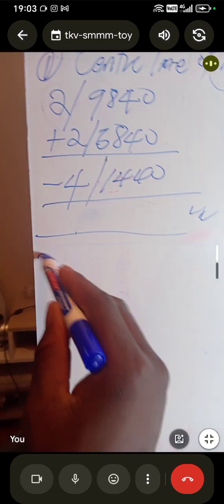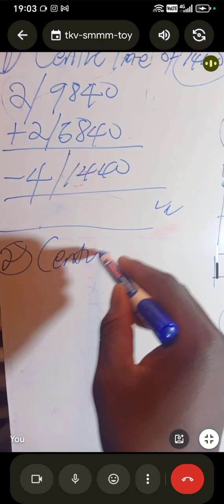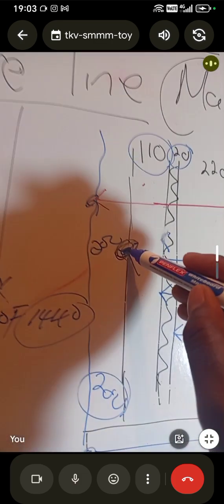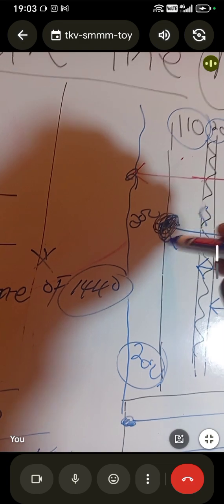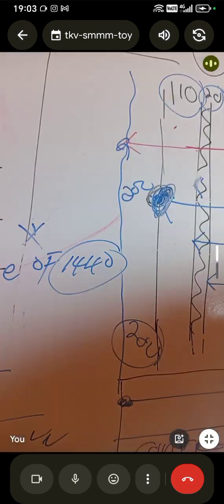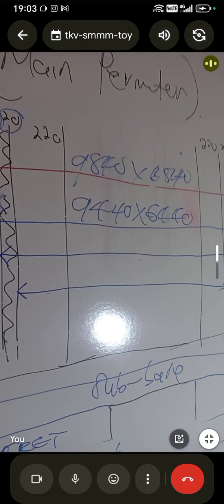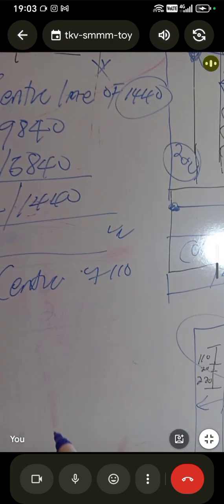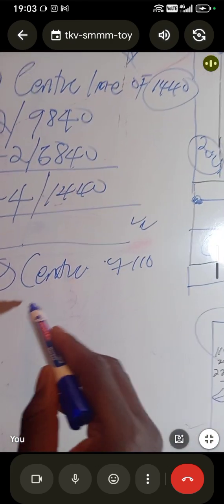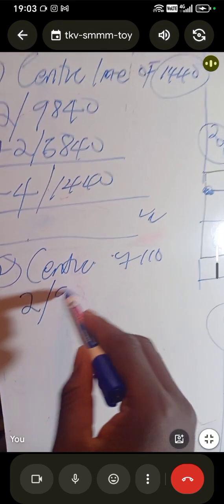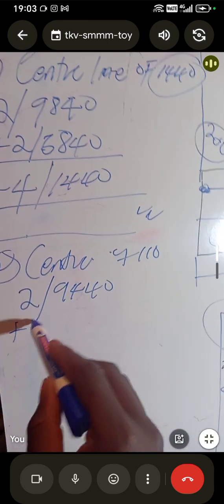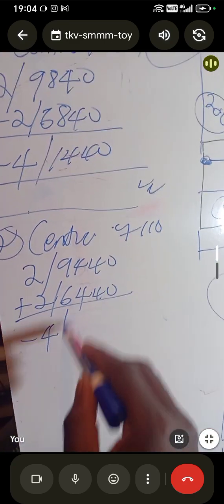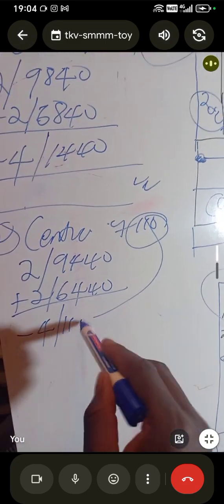Of the 110. The 110, we can see that 110 started from here. We're going to check the external dimensions from here to the other side of the 110. This is the original one, which is 9440 and 6440. We're going to say 2 times 9440 plus 2 times 6440, minus 4 by the thickness that is given, which is 110.